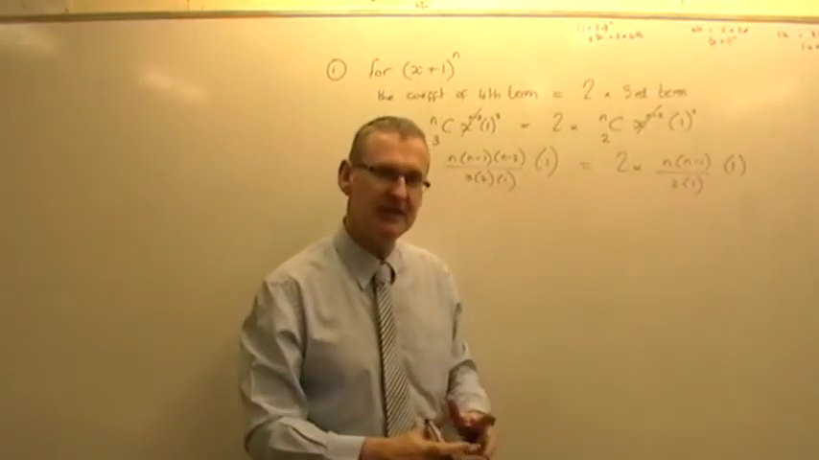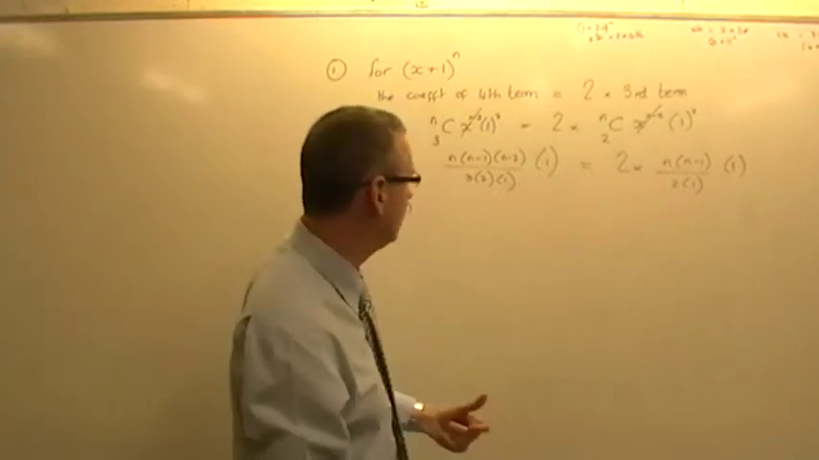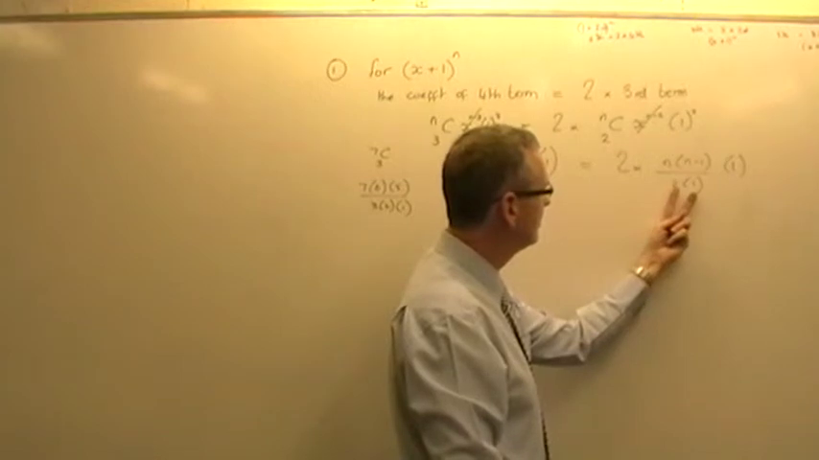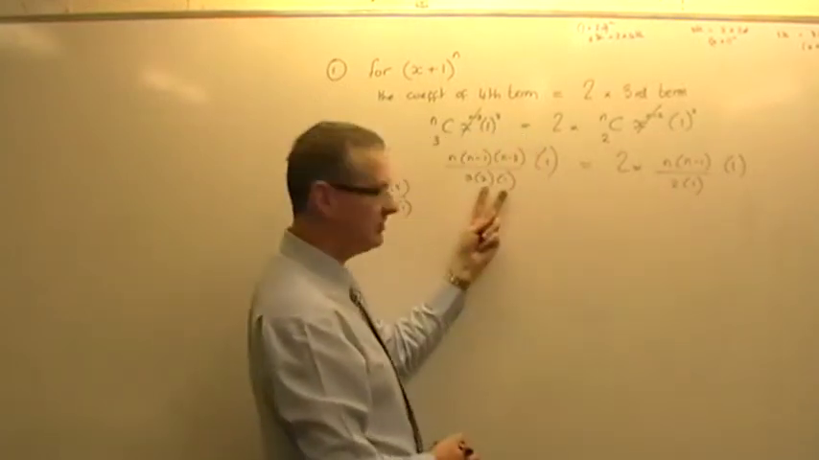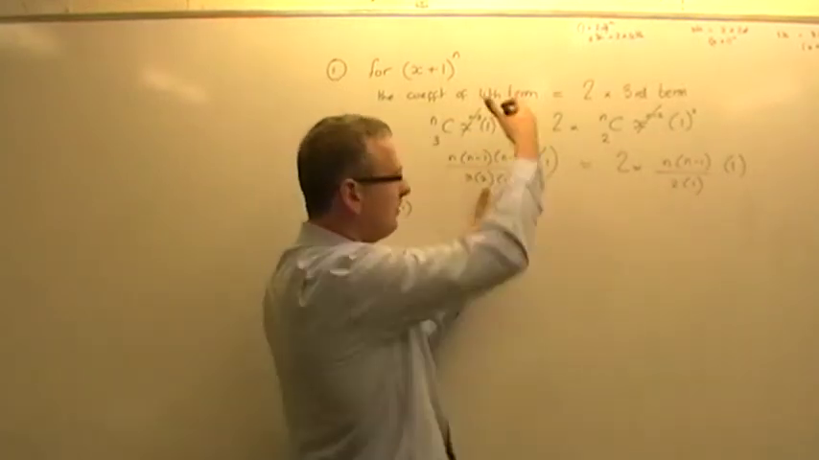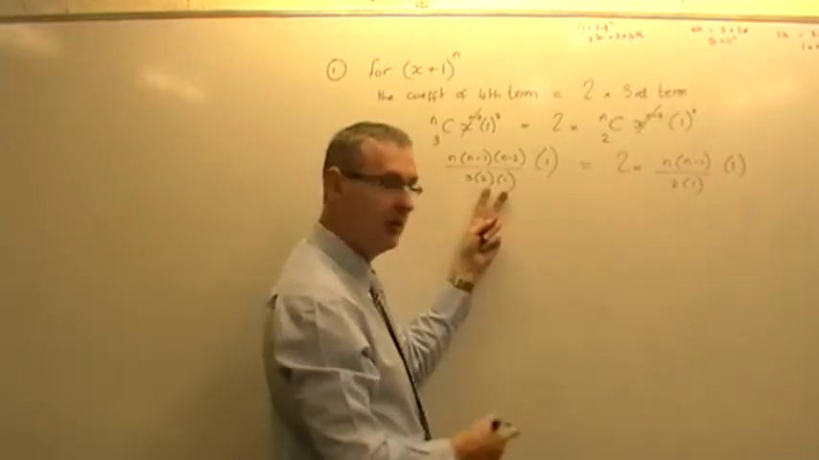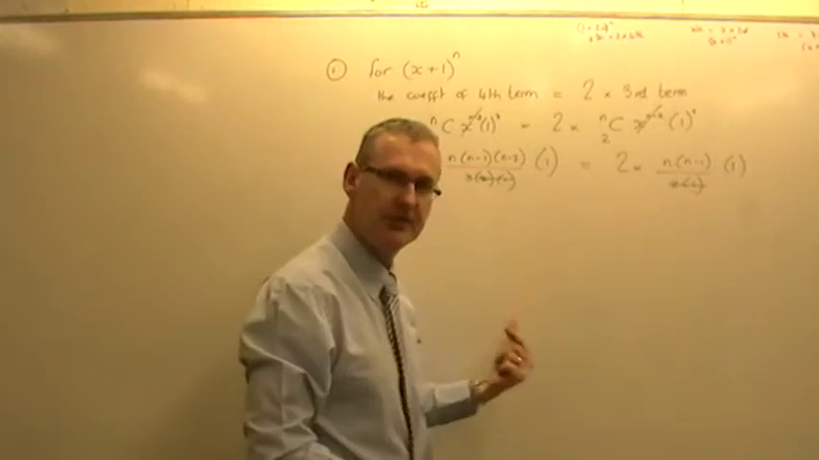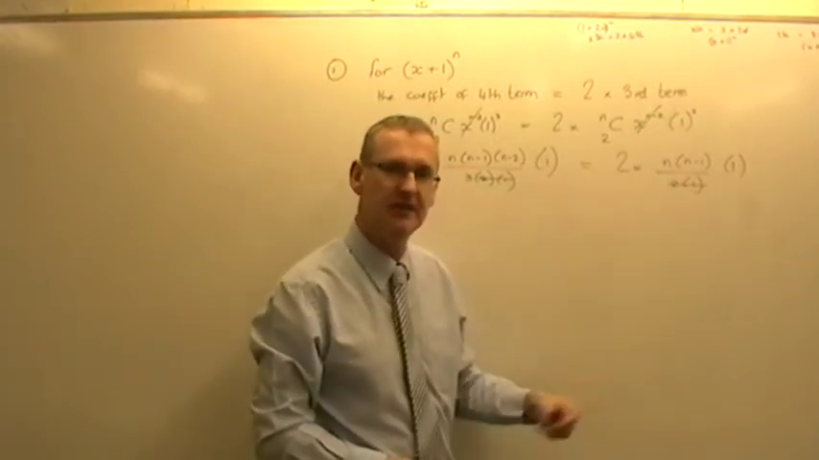But this is really easy, because what you're allowed to do is the following. You can see that on both sides on the bottom, you've got a 2 times 1. So I'm going to multiply both sides by 2 times 1. In other words, the 2 times 1 on both sides can just cancel out.